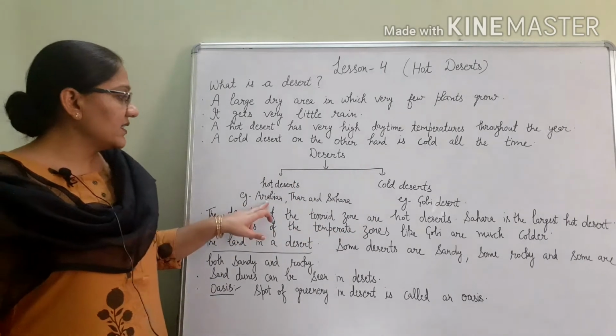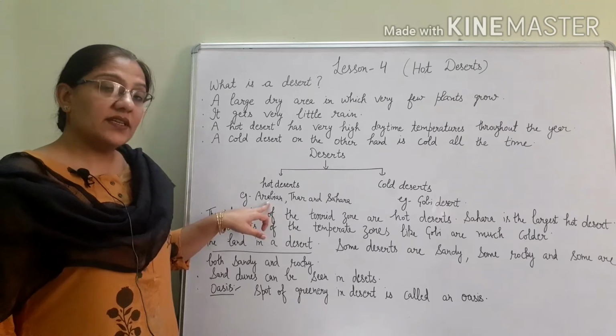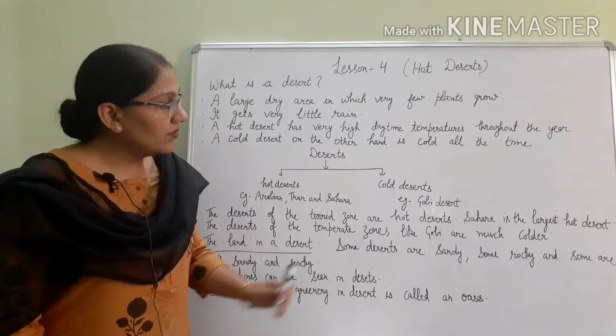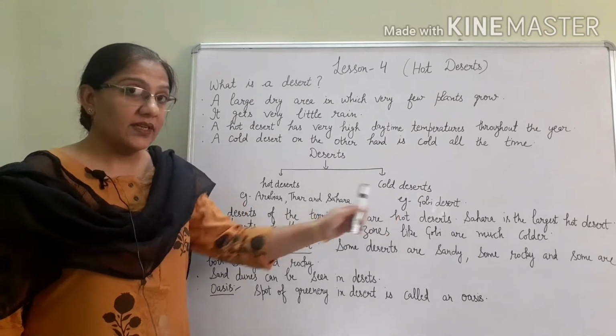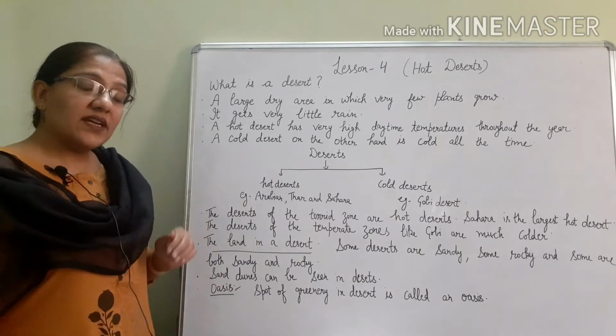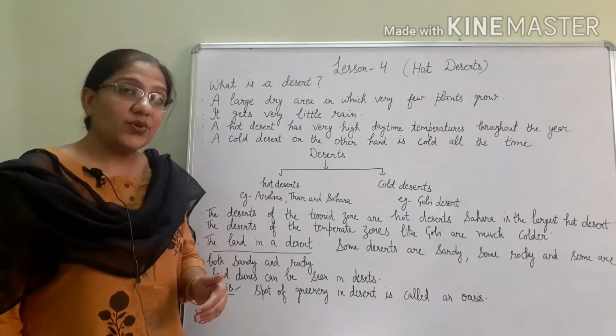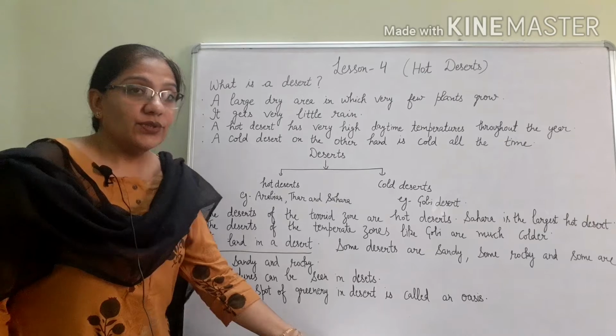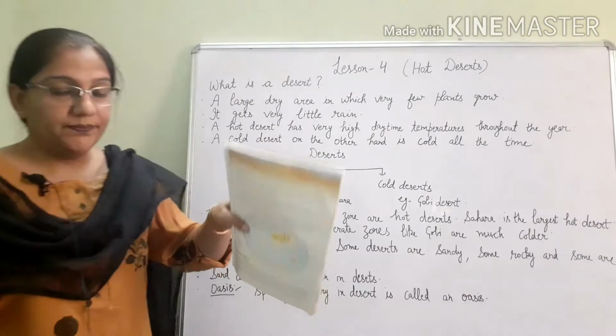Examples of hot deserts are the Arabian desert, the Thar desert and the Sahara desert. An example of a cold desert is the Gobi desert. So hot deserts are found in tropical regions and cold deserts are found in temperate regions. I am going to show you in the book also.